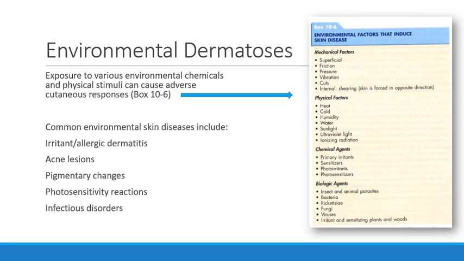Environmental dermatoses, this is due to exposure to various environmental chemicals and physical stimuli. Listed in box 10.6 are many different things that can cause a skin disease. Common environmental skin diseases include irritant or allergic dermatitis, acne lesions, pigment changes, photosensitivity reactions, and infectious disorders.